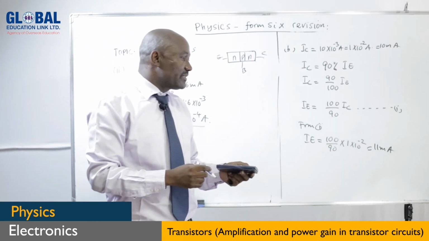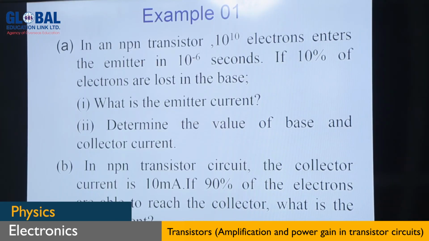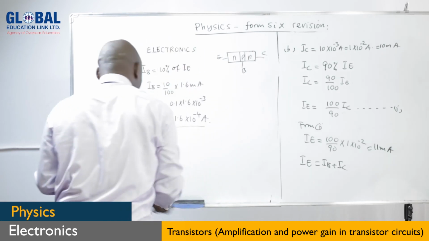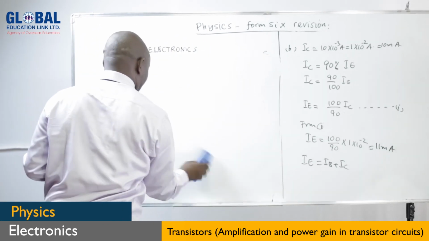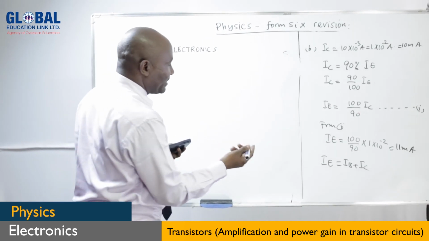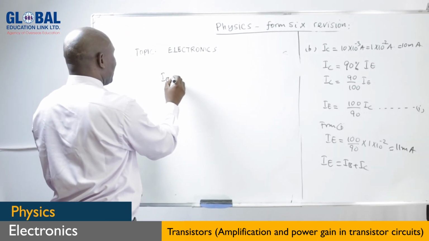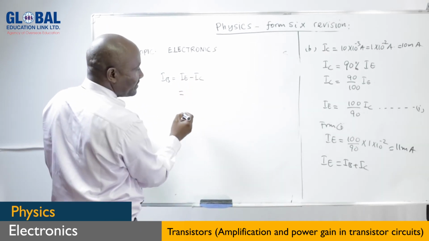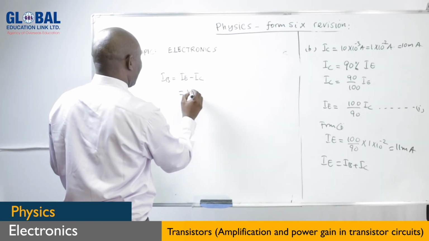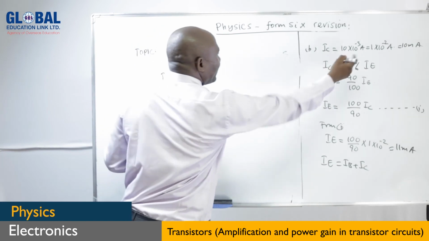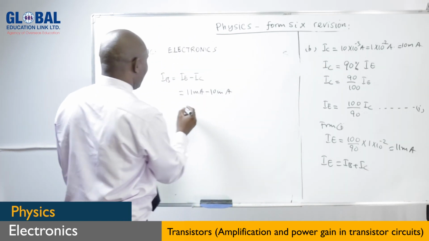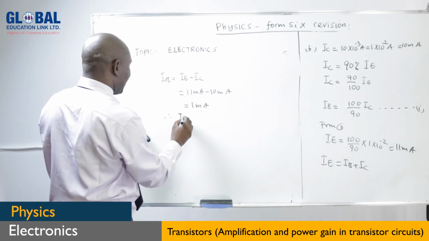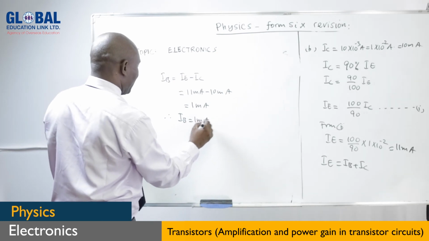But the question is asking to find the base current. So from the equation that we know, IE equals the base current plus the collector current. Since we now know the emitter current, you can find the base current. So the base current equals IE minus IC. IE is 11 milliampere, and the collector current is 10 milliampere. So you find that the base current is 1 milliampere.